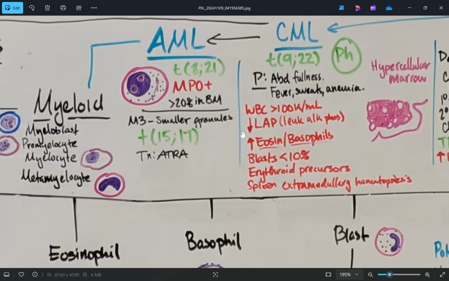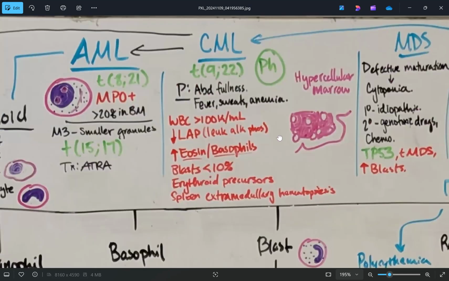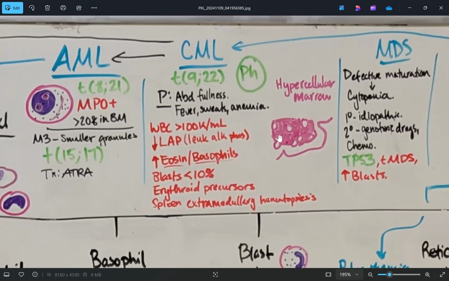For labs, what you'll have is white blood cells greater than 100K per microliter. You'll have decreased LAP, or leukocyte alkaline phosphatase, which is an important lab to know. You'll also have eosinophilia and basophilia, as both increase. So if you see those on a test, you're more likely to think CML.